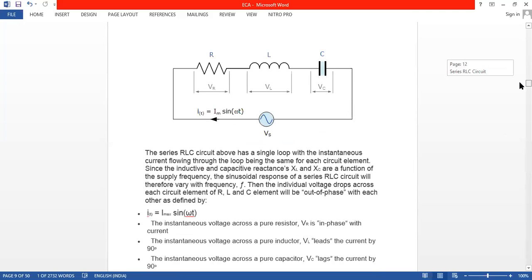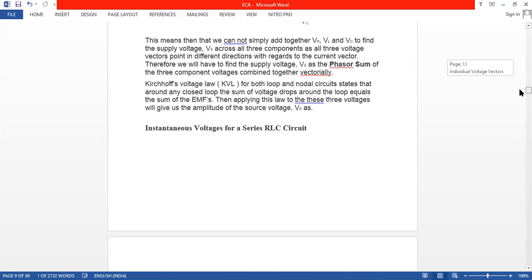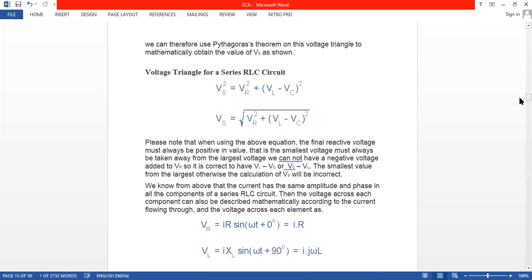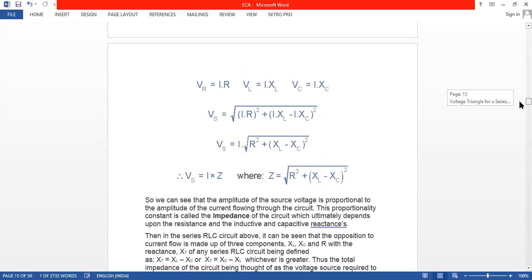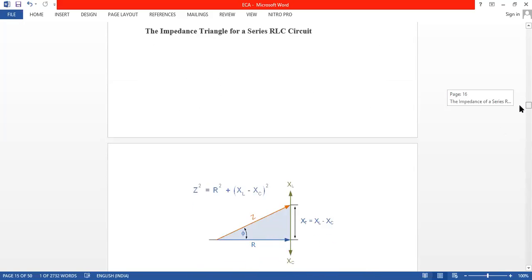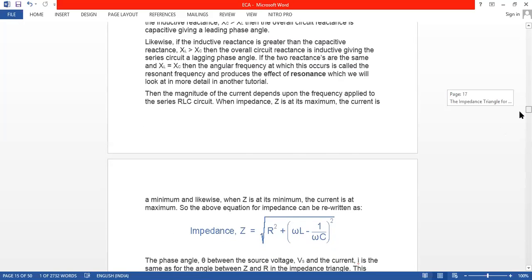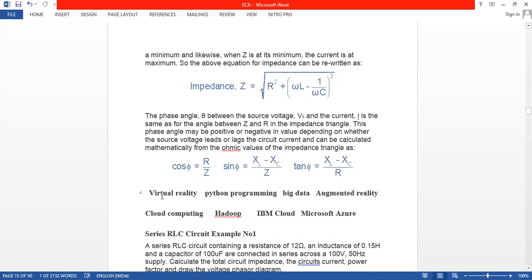And starting class today, I just gave the names: augmented reality, big data, virtual reality, IBM, Python programming, and IBM Cloud. Yes, here we have cloud. All students, you can have this one. You can also look at Microsoft Azure. What is Microsoft Azure? Everything you have to understand.